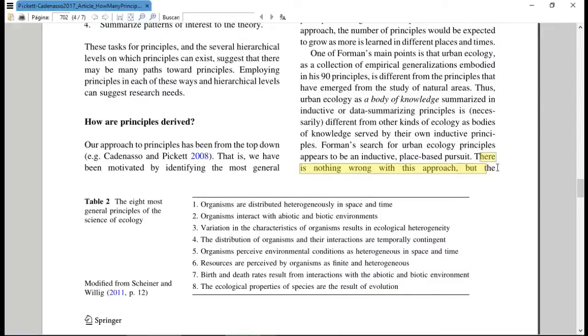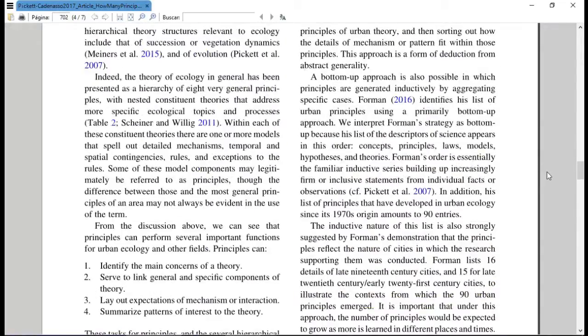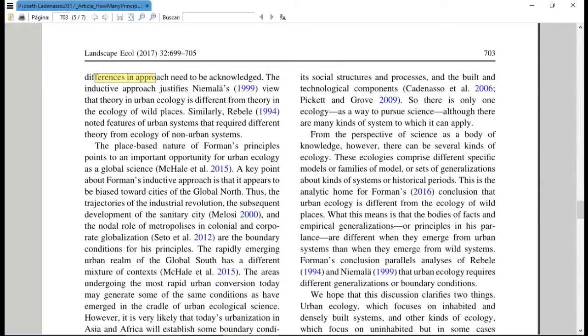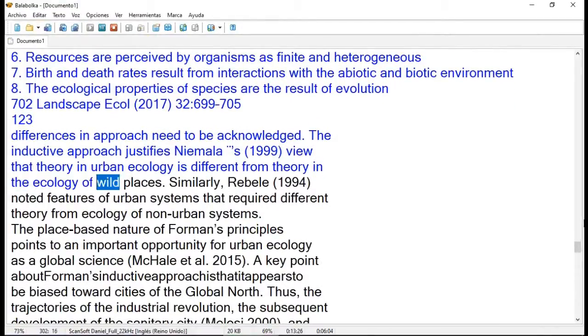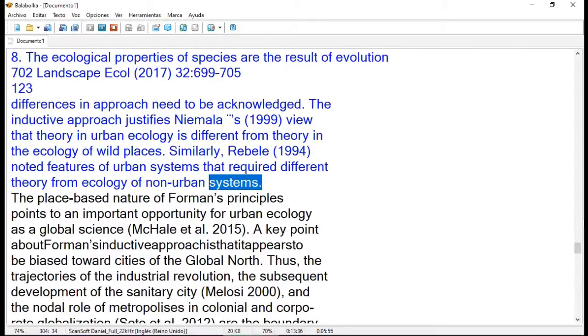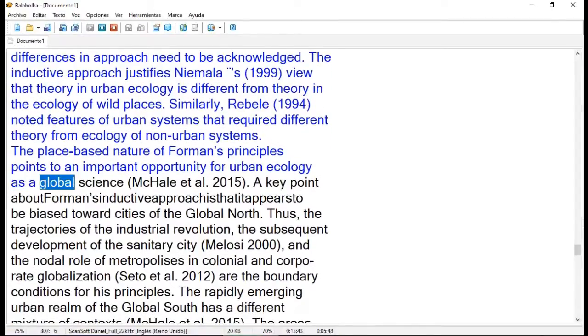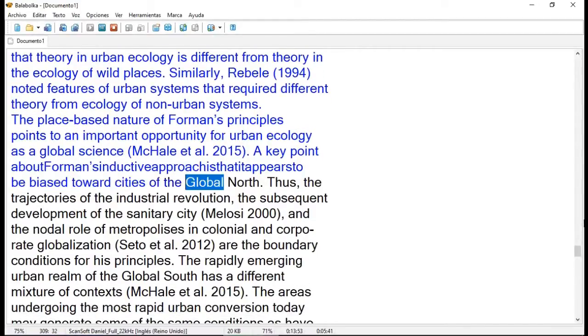702 Landscape Ecol, 2017, 32:699-705. Differences in approach need to be acknowledged. The inductive approach justifies Niemelä's 1999 view that theory in urban ecology is different from theory in the ecology of wild places. Similarly, Rebele, 1994, noted features of urban systems that required different theory from ecology of non-urban systems. The place-based nature of Forman's principles points to an important opportunity for urban ecology as a global science, McHale and others 2015. A key point about Forman's inductive principles is that they may be biased towards cities of the global north.